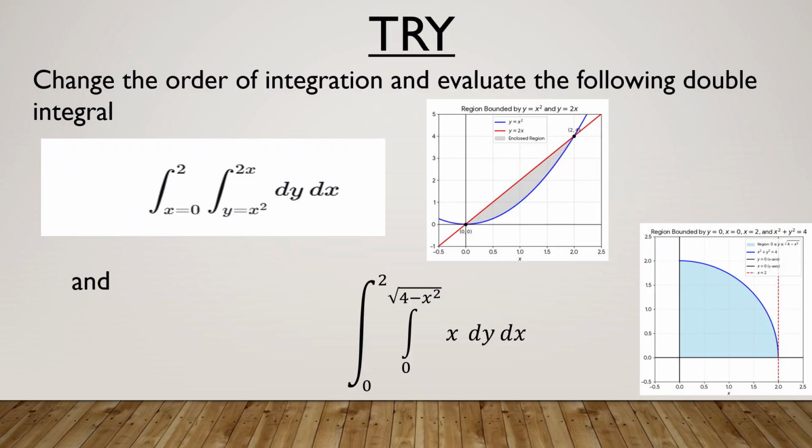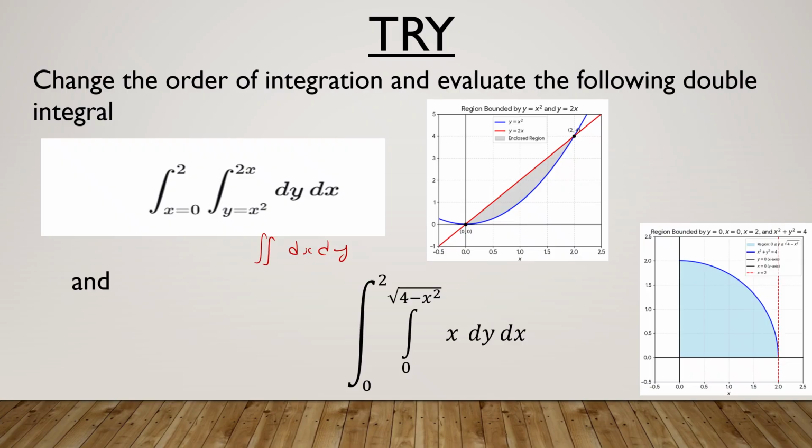So next you can try these two examples. This first one is a double integration. The integrand is not given, that is 1, and the order is given as dy dx. We need to change this order to double integration dx dy. So first step, you need to identify the region.